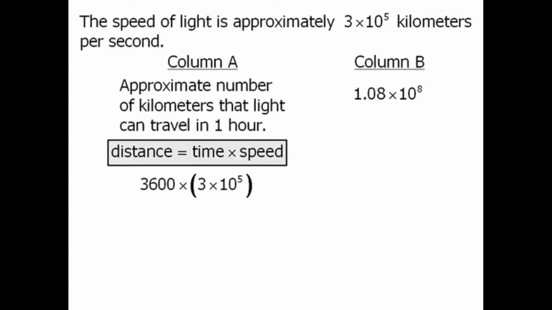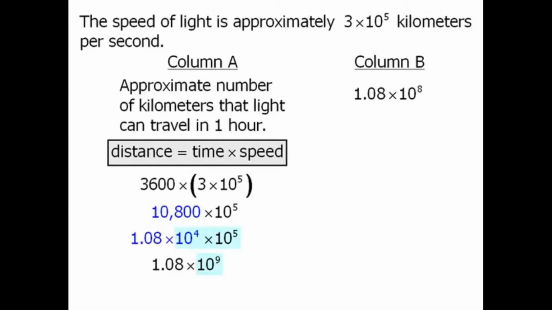We now need to evaluate this. First, I'll multiply 3,600 by 3 to get 10,800. And now I'm going to rewrite 10,800 in scientific notation, which will multiply by 10 to the power of 5. Finally, we can combine these two powers to give us 10 to the power of 9. When we compare column A with column B, we see that column A is greater, in which case our answer is A.